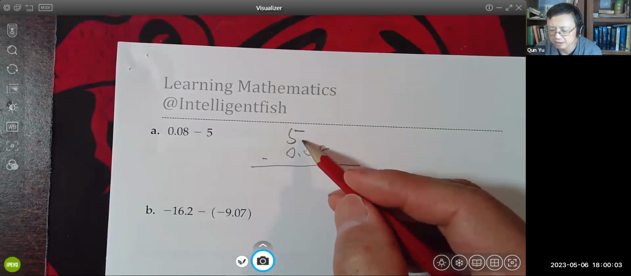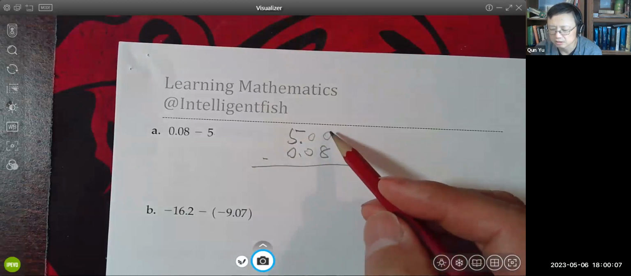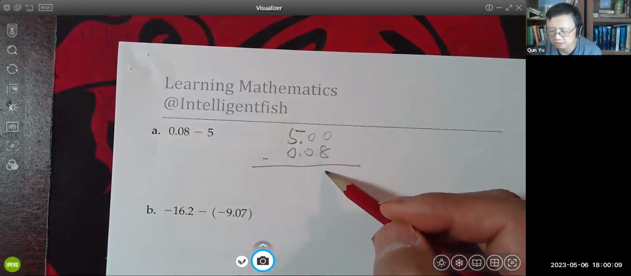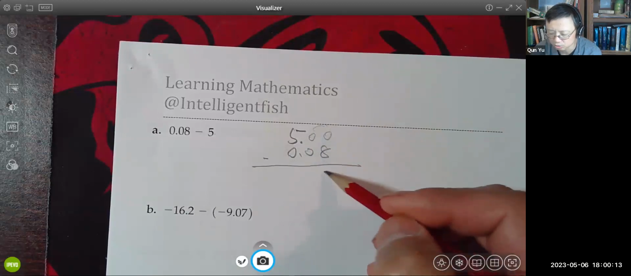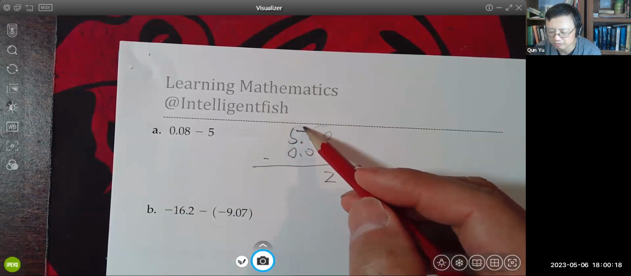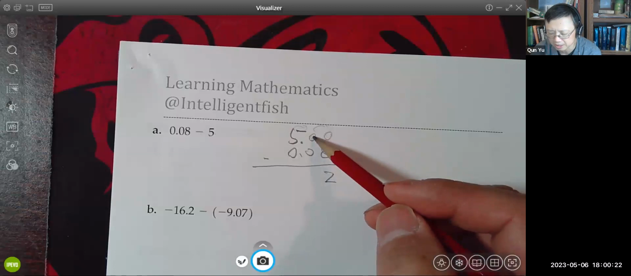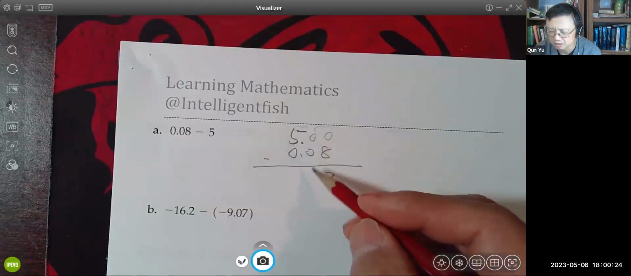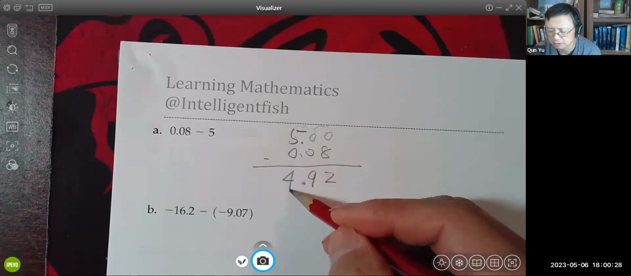So this 5 is equivalent to 5.00 if you want to add zeros. So 0 minus 8, you cannot minus 8, borrow 1, become 10. 10 minus 8 is 2. And this one has to borrow 1 from 5. When you borrow 1 from 5, it becomes 10, but it lends 1 to the next digit, becomes 9. So 9 minus 0 is 9. And this becomes 4. 4 minus 0 is 4.92.